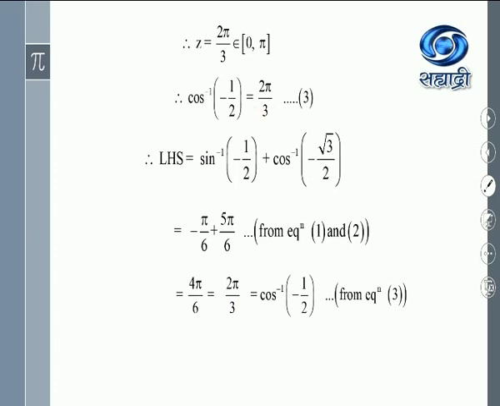But let us see equation 3. 2 pi by 3 is nothing but cos inverse of minus 1 upon 2. So we replace this 2 pi by 3 by cos inverse of minus 1 upon 2 and give the reason there that here we are using equation 3, and this is nothing but RHS. So in this way we prove LHS is equal to RHS. Sometimes we may start from RHS to LHS, whichever is convenient, you choose.